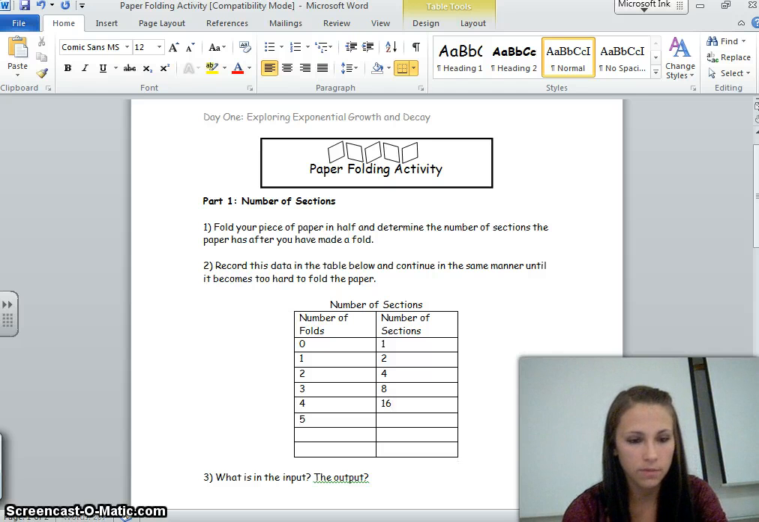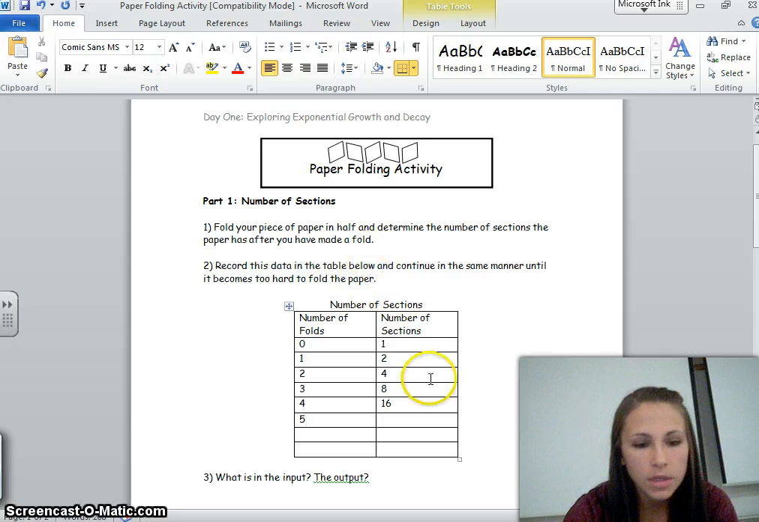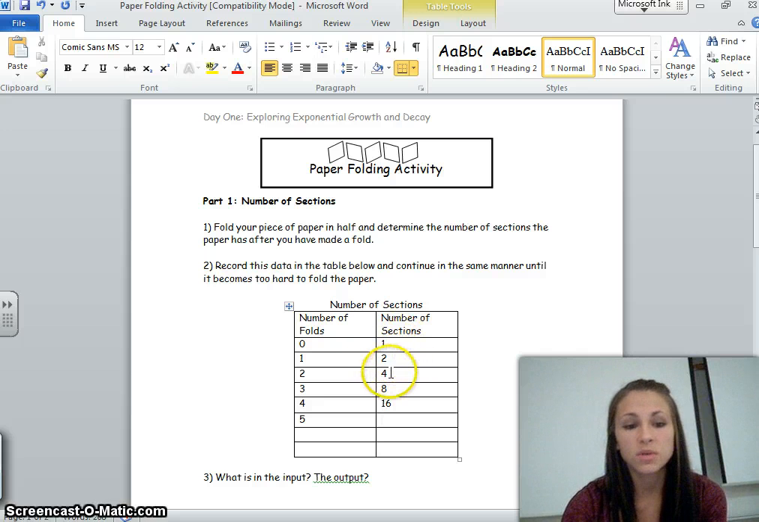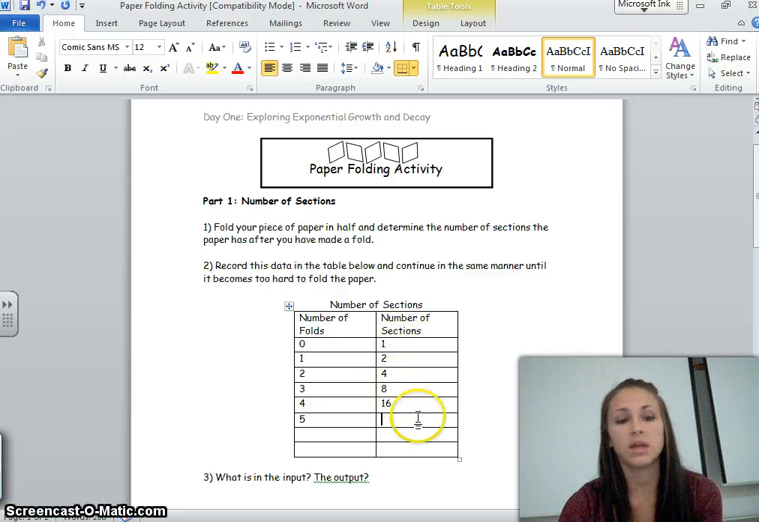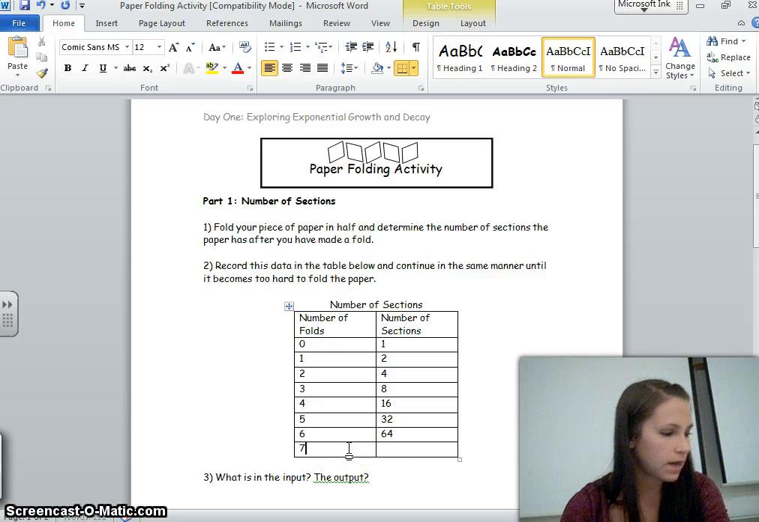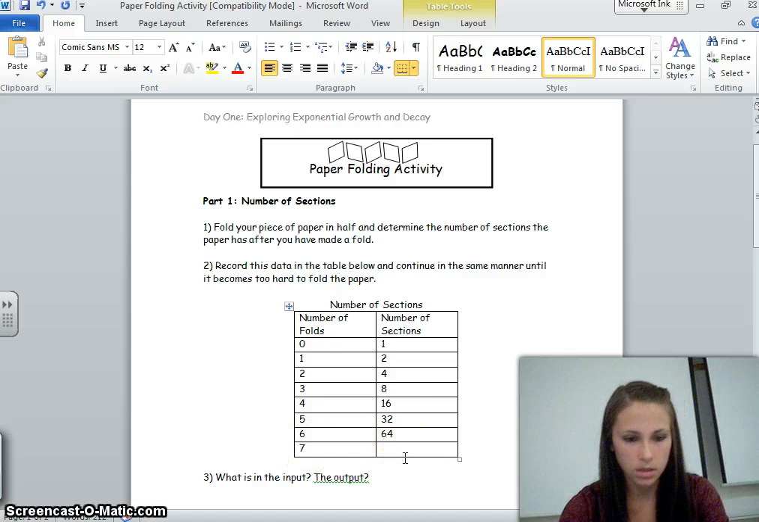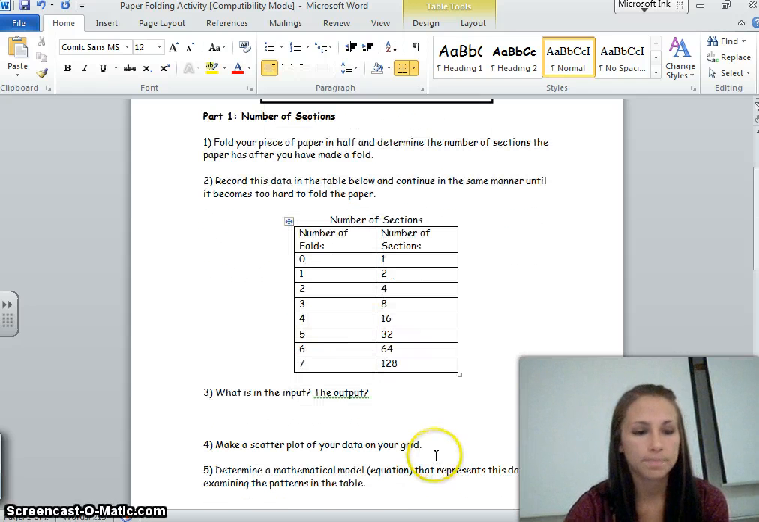So if I folded 5 times, what's happening to these numbers over here is they're just doubling. So 1, if I double it, gives me 2. 2, if I double it, gives me 4. 4 gives me 8. 8 gives me 16. So 16 would give me 32. 6 folds would give me 64. And finally, 7 folds would give me 128. Alright, so then I have my data.